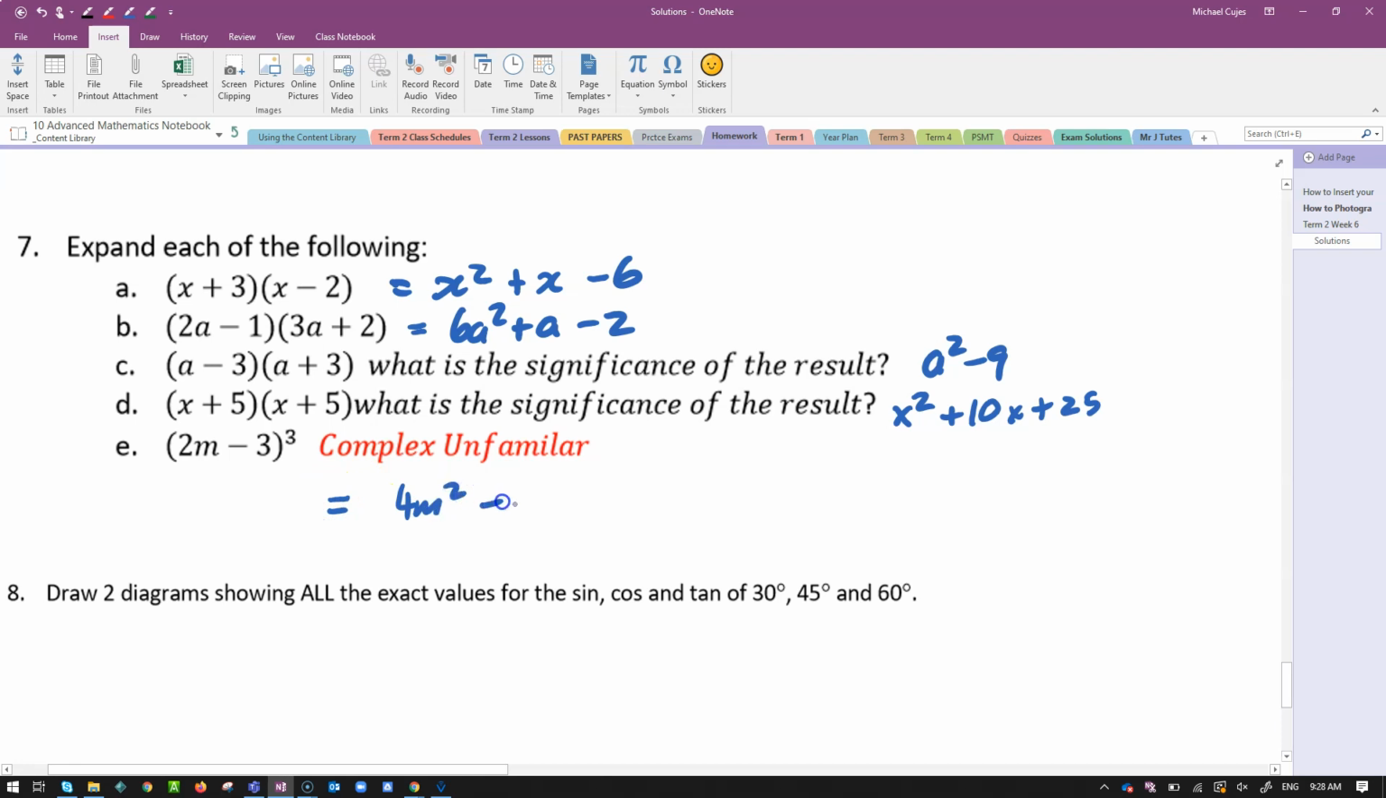4m squared minus 2 times 2m times 3. I'll write the extra step in between. Plus 3 squared. I'll even go back and change that one to 2m. 4m squared minus 12m plus 9. Oh, it says cubed.